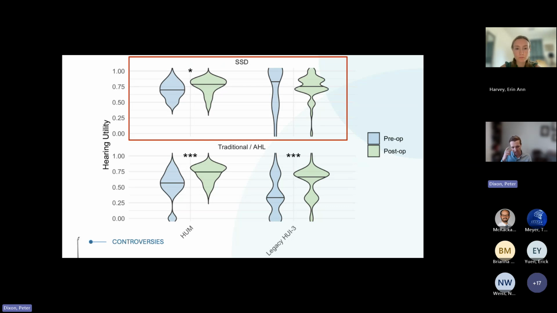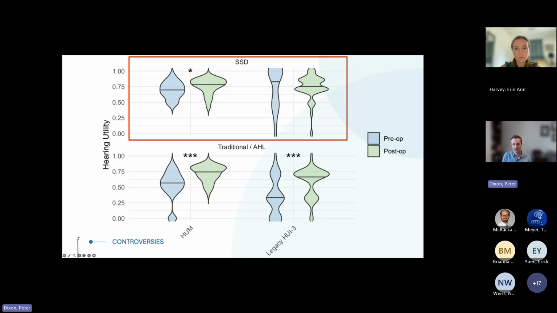And importantly, in just kind of one proof of concept here, we do show that we're able to detect a significant improvement in hearing-related utility for single-sided deafness patients receiving a cochlear implant, whereas the HUI 3 could not.